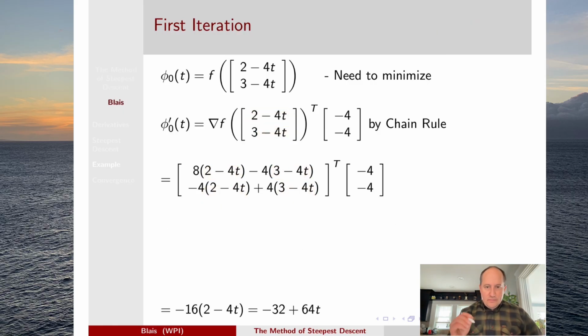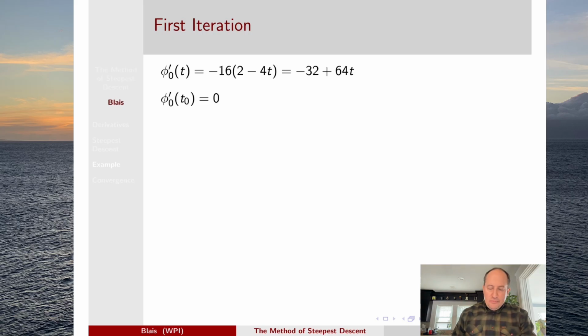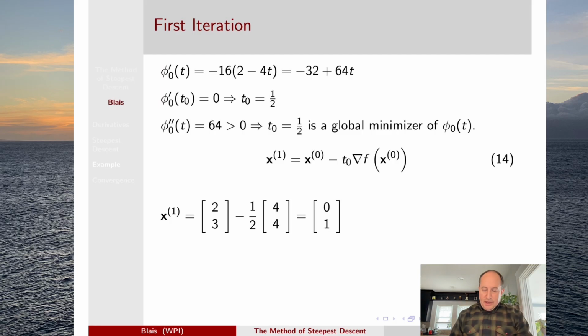When you work that out, you get negative 32 plus 64t. Again, this is not a surprise because we expected to get something that was just a function of t, scalar valued. Now that we have phi naught prime of t as negative 32 plus 64t, let's remind ourselves what we were doing. We were minimizing phi naught of t. Well, take the derivative and set it equal to 0. So if we set this negative 32 plus 64t to 0, we of course get t naught equals 1/2. This is the size of the step that we will take in the direction of the negative gradient.